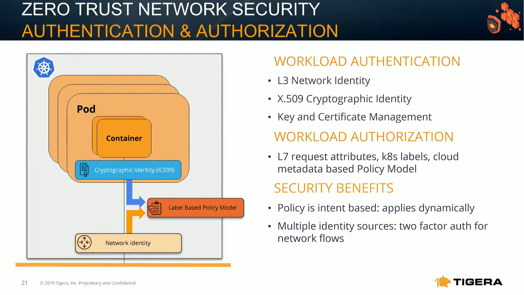As I was talking about, as you establish trust on your service, we rely on 2 sources of identity data. One coming from your Kubernetes identity, from your Kubernetes API server, and the second is a cryptographic identity based on X509 certificates. And then as you're defining your authorization rules, you can include your Kubernetes metadata, cloud metadata, your layer 7 request attributes, and that gives you the advantage to define a true intent-based security model for your crown jewels.